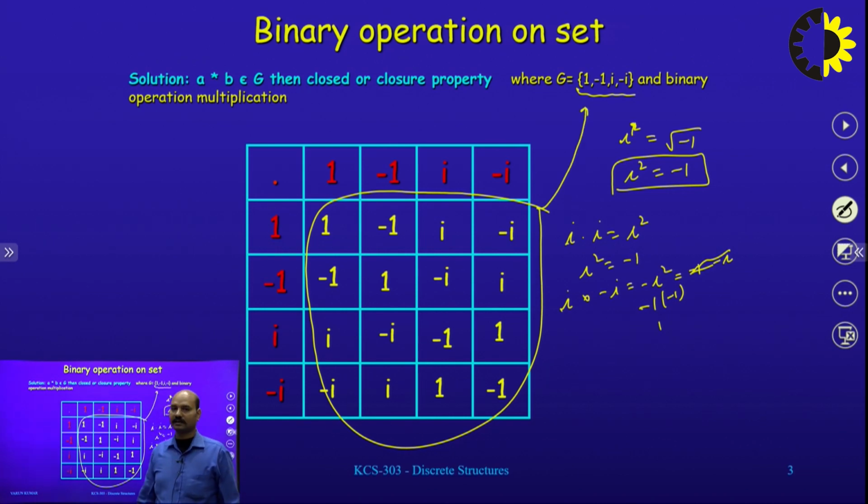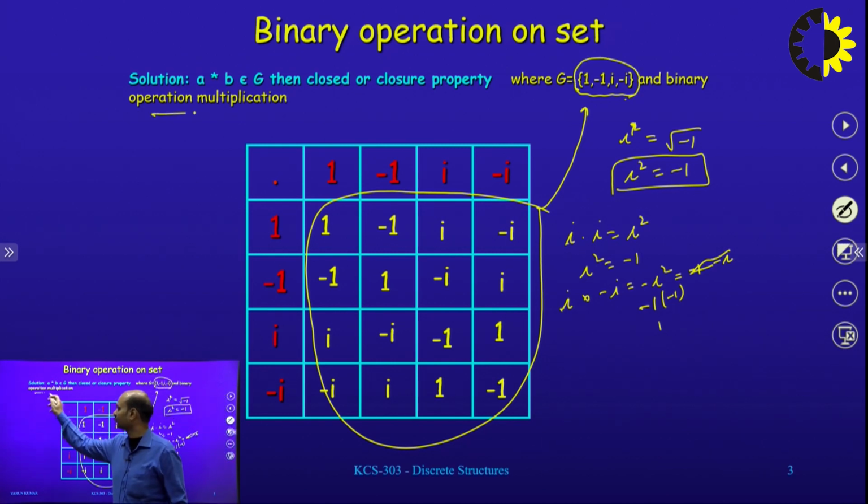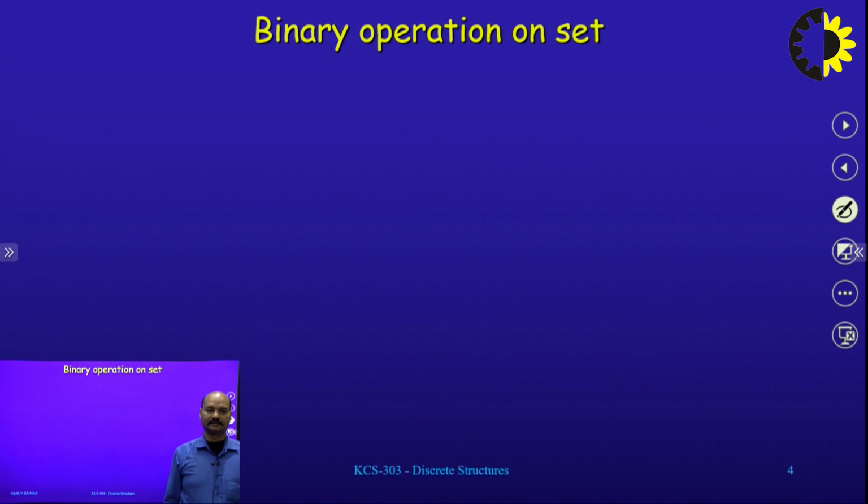So this particular algebraic structure, all its elements under this binary operation, is closed if our result belongs to this set only. And second property.